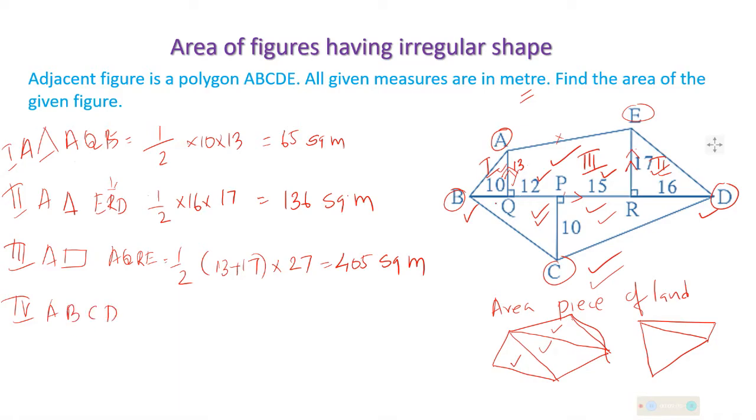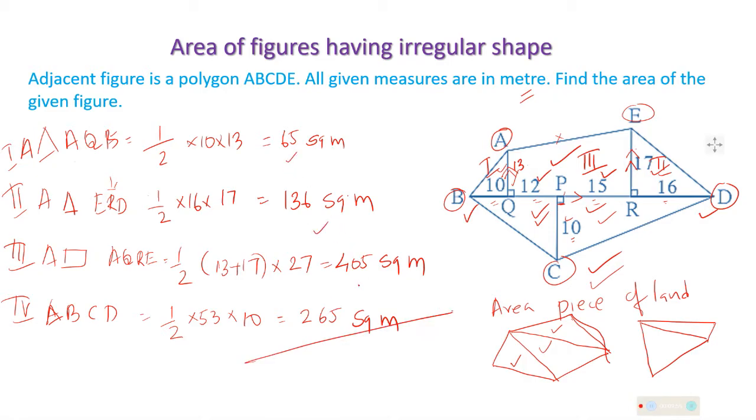where we can consider B to D as base, and here is a perpendicular drawn to the opposite vertex, 10, as its height. So BD is equal to 10 plus 12 plus 15 plus 16, all measures are given here. When you add up the 10, 12, 15 plus 16, it becomes 53. So triangle BCD, area is equal to half into base, here is 53, and height is 10 meter, and we get the answer 265 square meter.